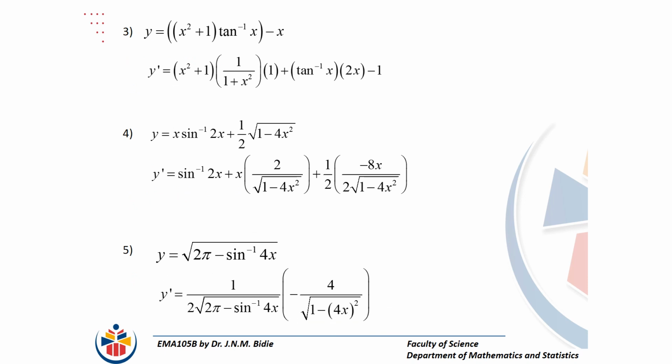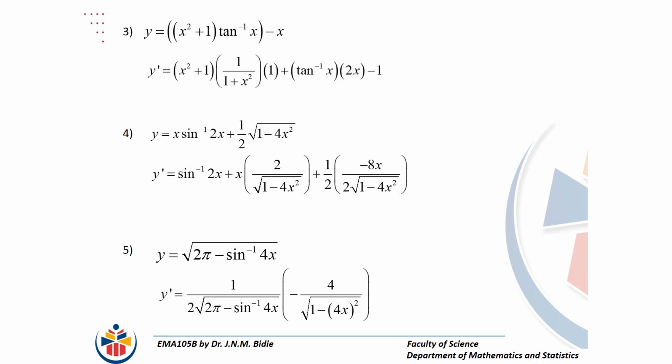Number 3, we've been given that we have x squared plus 1 multiplying arctan of x, and that whole expression is subtracted. x is subtracted from it. Now let's go to the first term. The derivative of the first term. What do we do there? It's the product rule. It's the product of two functions, x squared plus 1 and arctan of x.